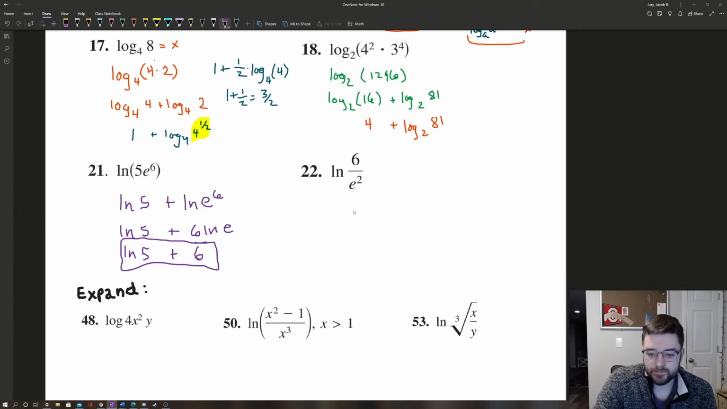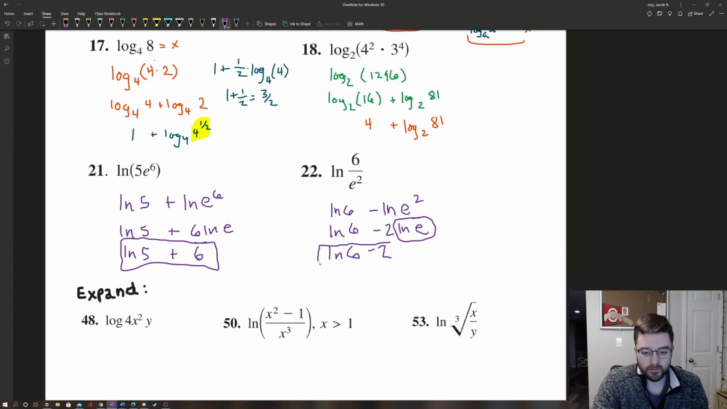Now 22 is going to actually use the quotient property. So we've got natural log of 6 minus, so everything that's under the division bar in the denominator is subtracted in this logarithm, minus natural log of e to the second power, and then we can keep on simplifying this. So we'll still have a natural log 6 left over because we can't simplify that, minus 2, and then natural log of e, and we all know that that is going to undo each other, so that just becomes 1, so natural log 6 minus 2 is what we have left over, and that's as best as we can get it.